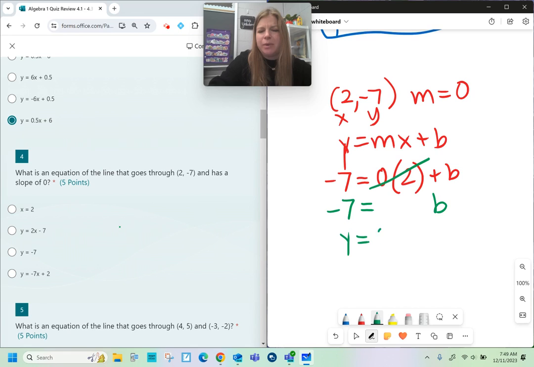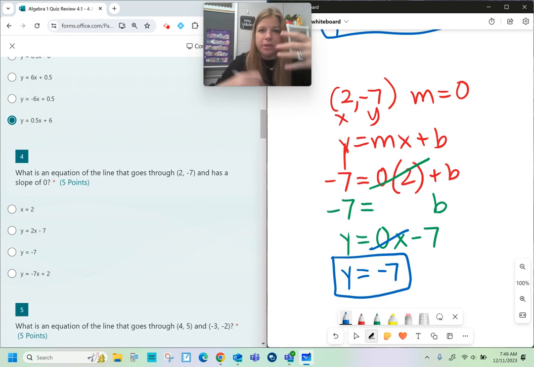And so if I write my equation, y equals 0x minus 7, it looks kind of silly because 0 times x is just 0. And so when the slope is 0, your equation is just going to be y equals the y-coordinate of your ordered pair. Because my y-coordinate was -7, that's the equation, just y equals -7.